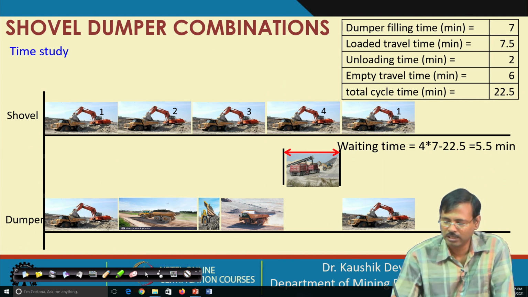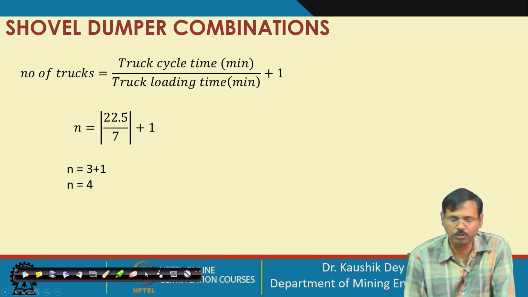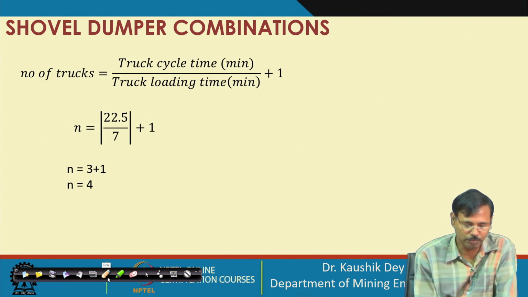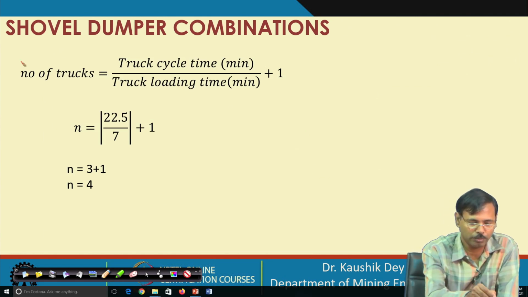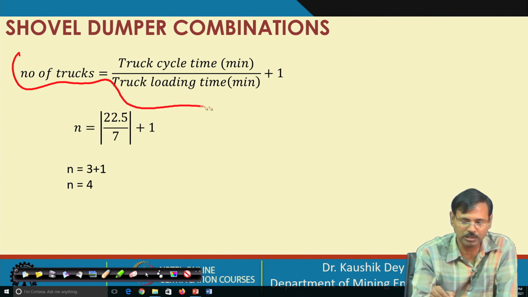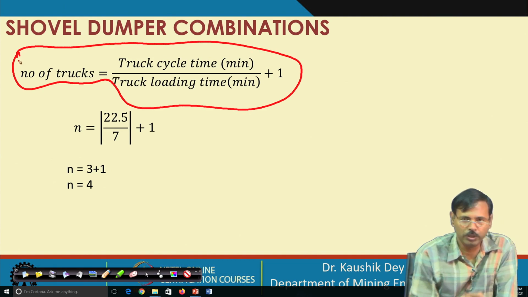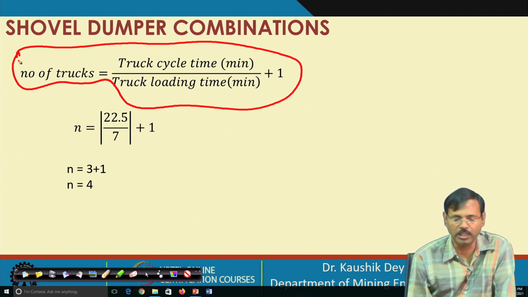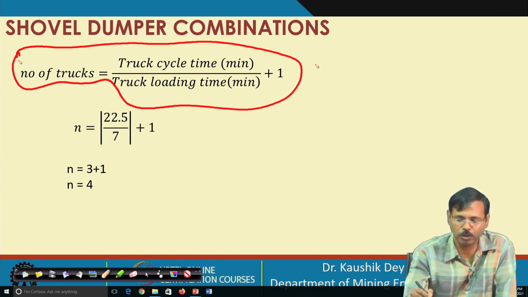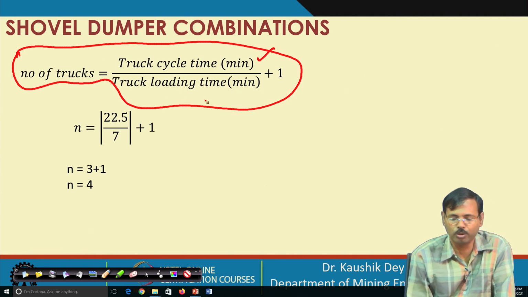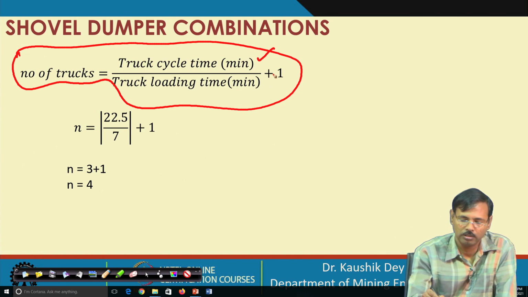Considering this, the number of dampers required for a shovel can be expressed in terms of a mathematical formula. The number of trucks to be assigned with a shovel depends on this formula: the truck cycle time divided by the truck loading time is the number of trucks required, plus 1.